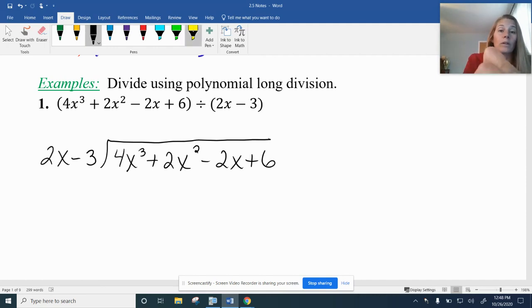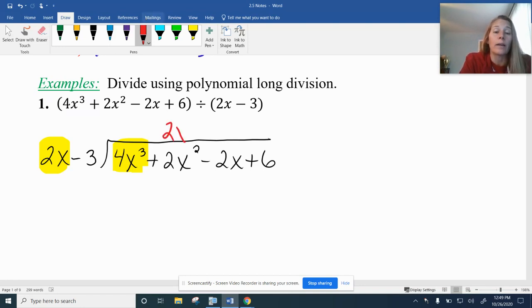All right, so now when we do our division, we're going to start out focusing on the first term of the polynomial in the dividend, and we're also going to look at the first term of the divisor. So we want to ask ourselves what term multiplied by 2x will give us this 4x cubed? Or how many times can 2x fit into 4x cubed if you're thinking about it in terms of division? So 2 times 2 would be 4, and x times x squared would be x cubed. So that tells me I'm going to need 2x squared.